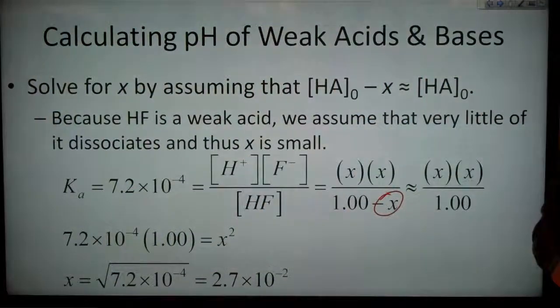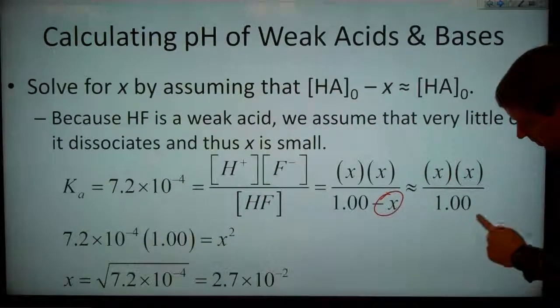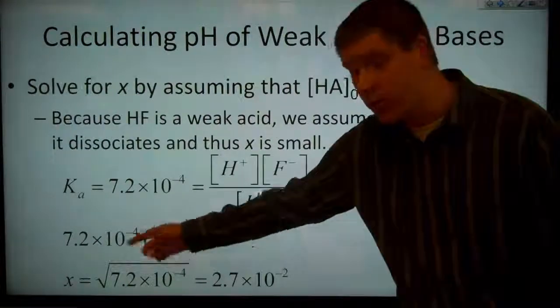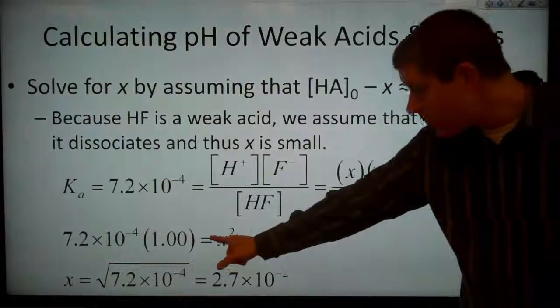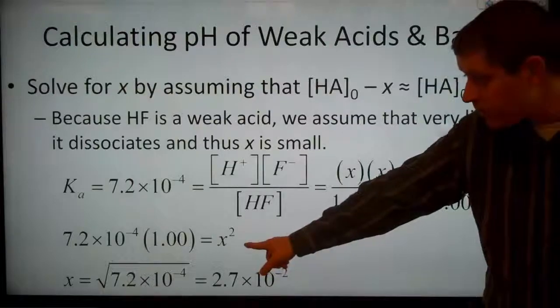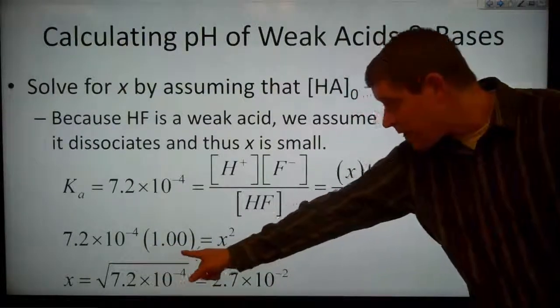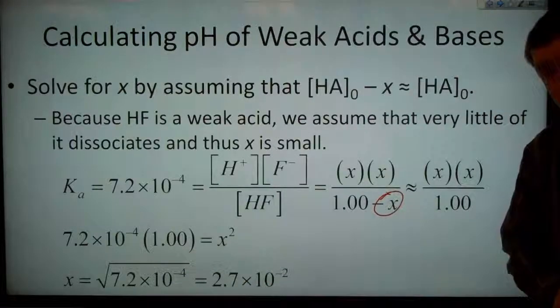And then from there, we can solve this for X squared. We know 7.2 times 10 to the minus 4 is equal to this fraction. Well, we can multiply by 1.00, not going to change the value any, and that means that we now have 7.2 times 10 to the minus 4 times 1 is equal to X squared. And then if we take the square root, we get X is equal to the square root of 7.2 times 10 to the minus 4, which is 2.7 times 10 to the minus 2.